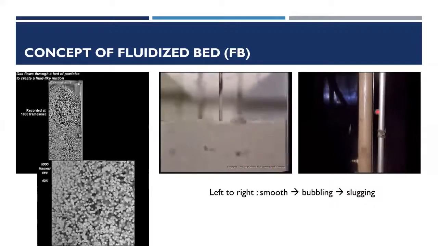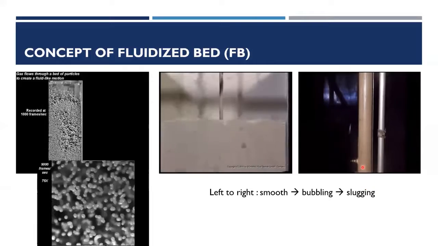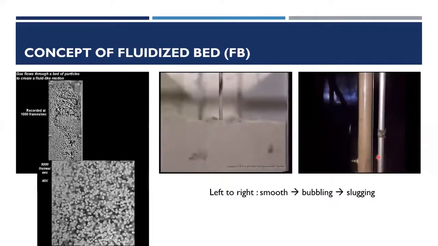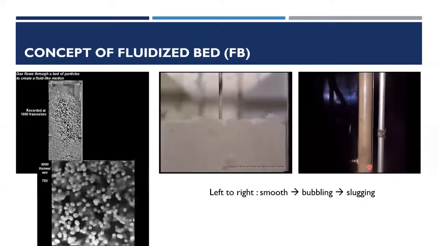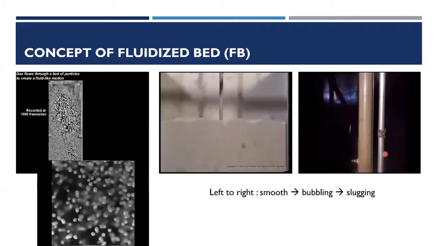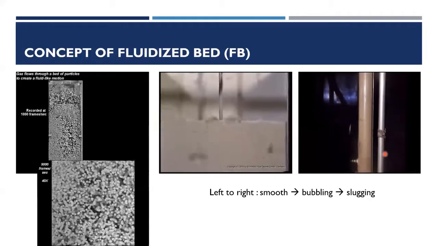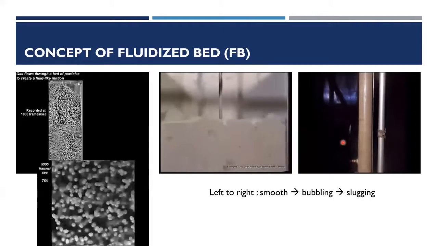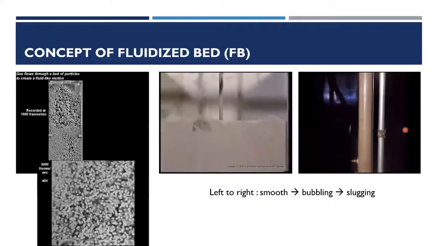Now, this one is for slugging. As you can see, there is gas coming in from the bottom to the top. And then you can see here, the bubble is very big, so that it fills all the cross-sectional area of the pipe here. So this is slugging.